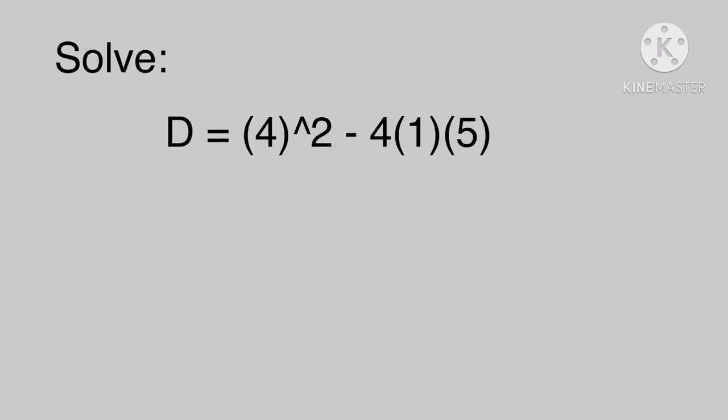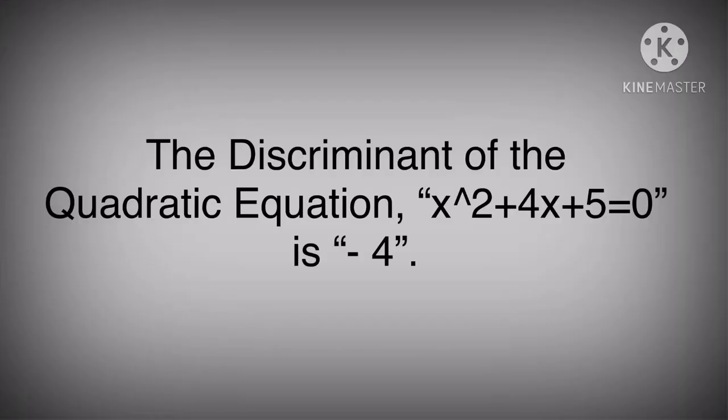Let us now solve for the discriminant. In the first term, 4 squared will equal 16. In the second term, negative 4 multiplied by 1 is still negative 4, and negative 4 multiplied by 5 is negative 20. 16 subtracted by negative 20 is negative 4. We can say that the discriminant of the quadratic equation x squared plus 4x plus 5 equals 0 is negative 4.